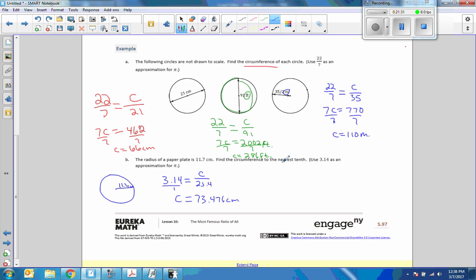Find the circumference to the nearest tenth. So this is the 100th position here, which determines rounding up or down. 7's more than 5, so that 4 is going to become a 5. Round up. Rounded to the nearest tenth, that plate is 73.5 centimeters.